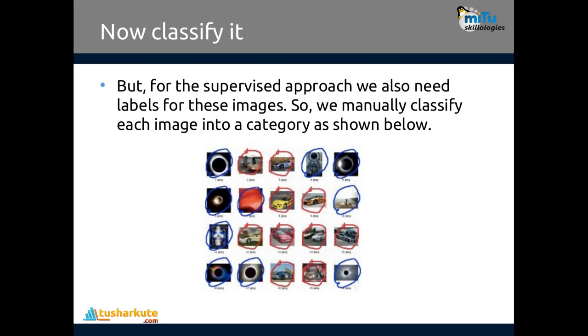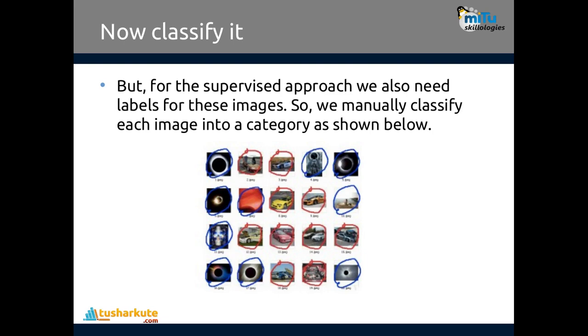In the supervised approach, we also need labels for these images. We have downloaded them, but we don't know whether these images are eclipse or non-eclipse, so we have to manually classify each image into a category as shown here. Check it out. These are the eclipse images, and these are the non-eclipse images that we have classified, and one by one we have to assign the labels to these images. So we are doing this operation manually.